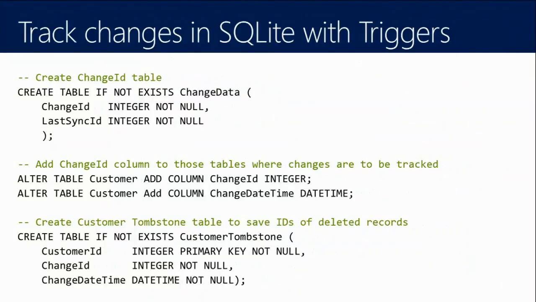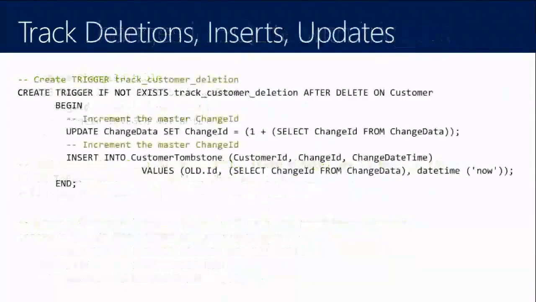And then you also need a table to store the IDs, the key values of any deleted records. So we typically call that a tombstone table. So whenever you delete a record, we want to store the ID of that deleted record in this other table.